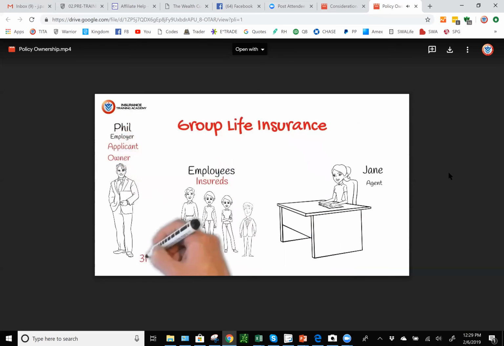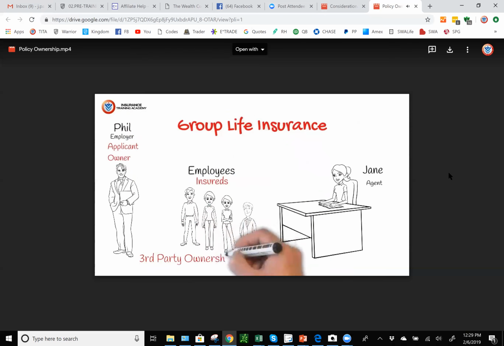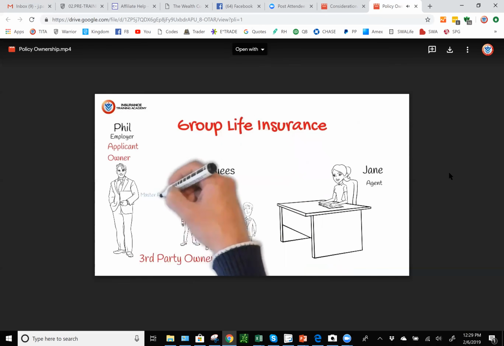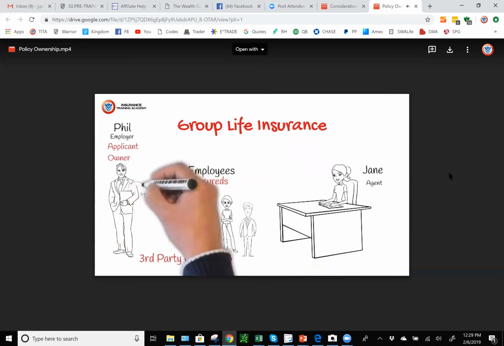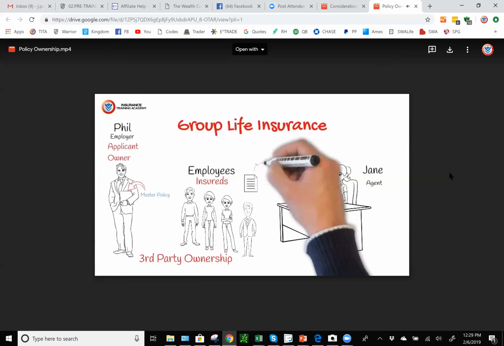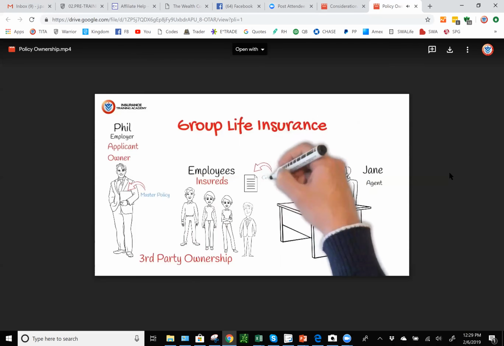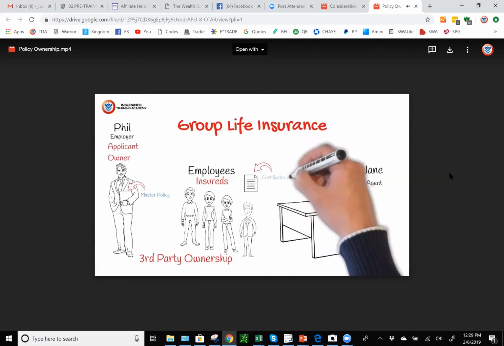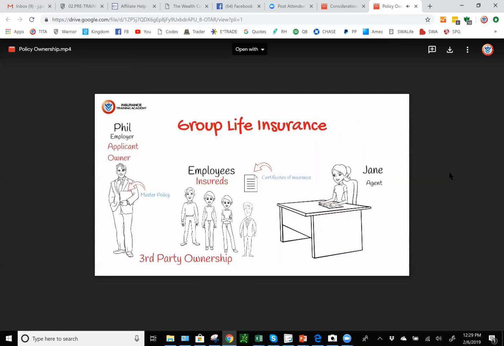Now, it's important to note in this example that since Phil, the employer, is the owner, he gets a master policy. Employees, since they don't own it, do not get a policy. What group participants do get are certificates of insurance. And this is very important to note for your test: group participants get certificates of insurance.